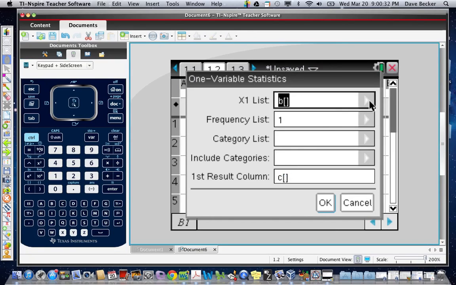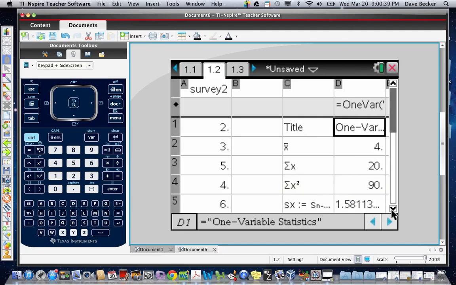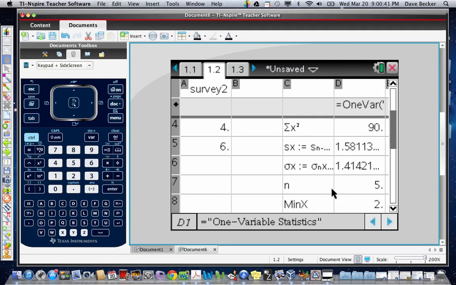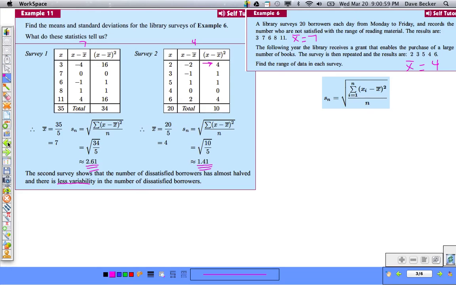Okay, I want it to be survey 2 this time. Okay, and everything should be great. And we're just going to look down, and you can see 1.41 is the standard deviation, the population. And again, the calculator is saying, okay, that's the population. You gave me everything, so I'm considering it the population. And the standard deviation is 1.41, which is what we have here. So don't let the notation get you confused.